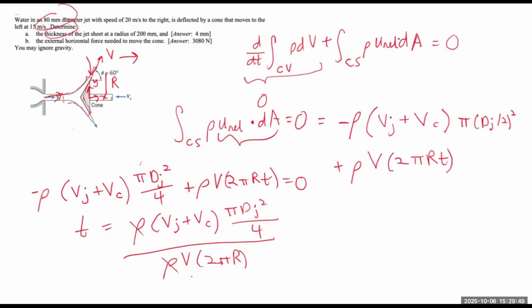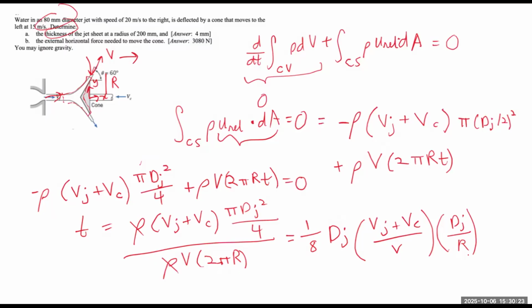And the rhos cancel out. And what else cancels out? I think this simplifies to 1 over 8 dj times (Vj plus Vc) over V times dj over r, because the pi's cancel out.